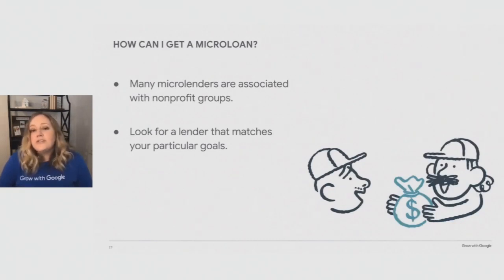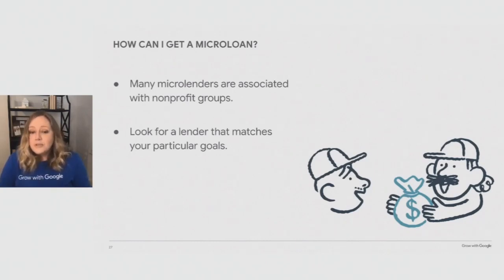Many microlenders are associated with nonprofit groups that help certain types of businesses. So look for one that actually matches your particular situation. To find a microlender, look at an online search portal like the Association for Enterprise Opportunity or Microfinance Gateway, or look for information at sba.gov. Different microlenders can place specific restrictions on what you can or can't do with the proceeds of your loan. So make sure that you understand what a specific microlender offers before going with them.